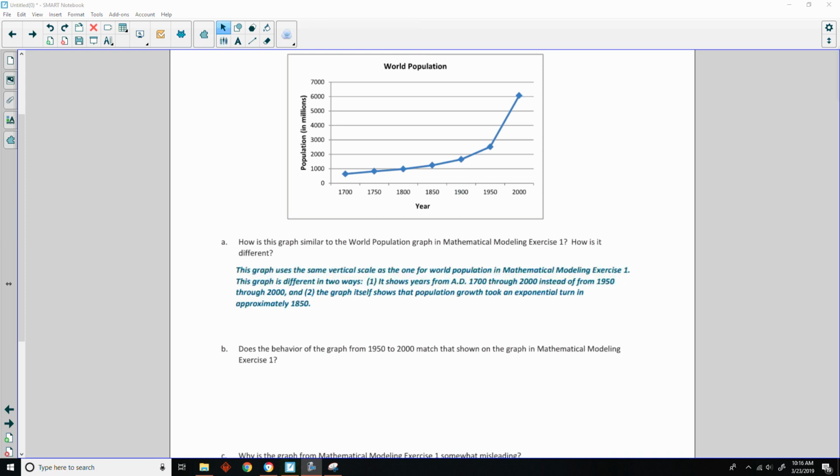So a thorough, complete answer would say this graph uses the same vertical scale as the one for world population mathematical modeling exercise 1. The graph is different in 2 ways. One, it shows years from AD 1700 through 2000 instead of 1950 through 2000. And 2, the graph itself shows that population growth took an exponential turn in approximately 1850. Okay, so I'm not certain I would agree with that portion though. It does look linear here, but exponential growth does start slow, so it's not going to be linear for a period of time and then turn exponential. It is going to be exponential the whole time. It's just that exponential growth occurs slowly at first.